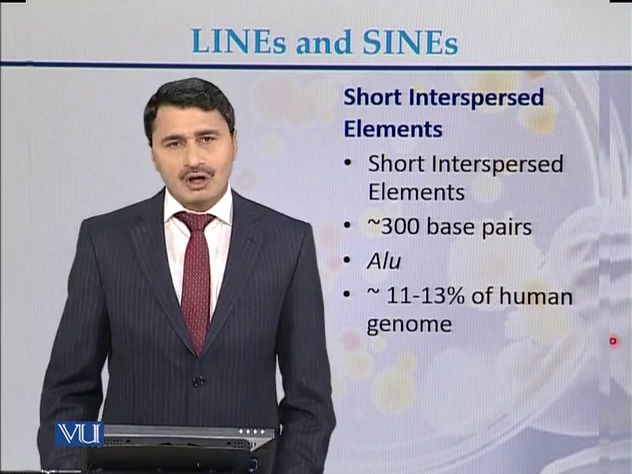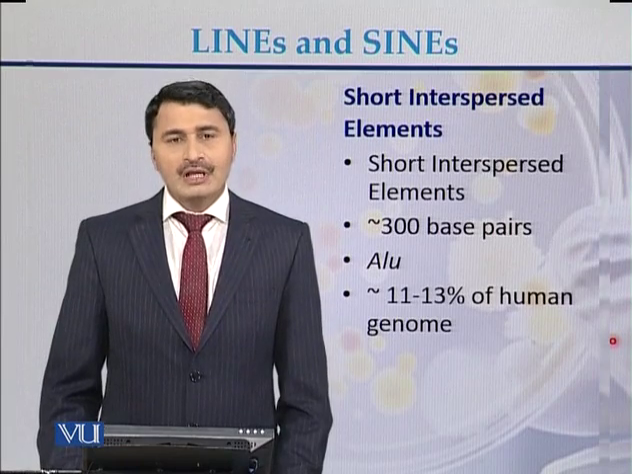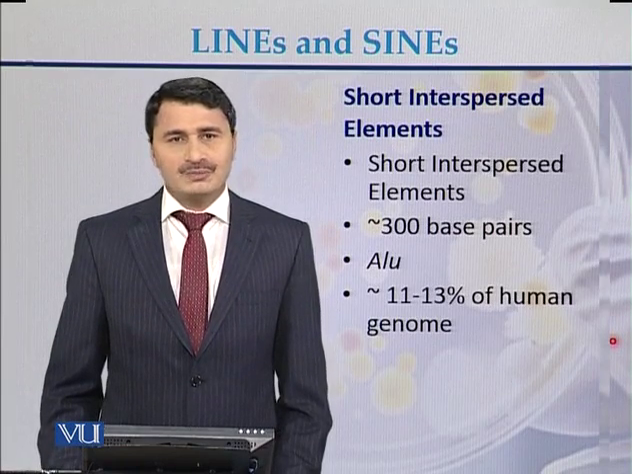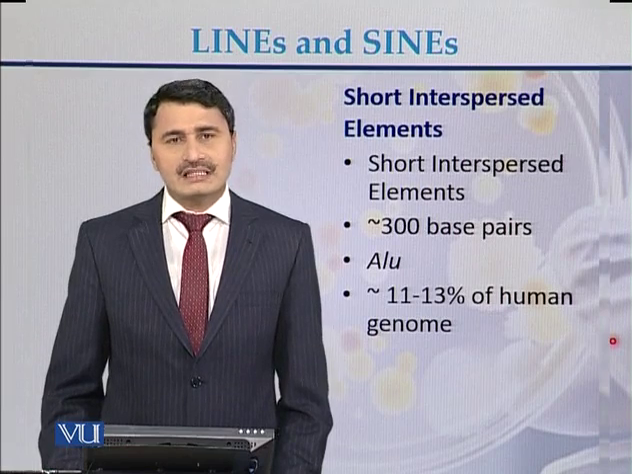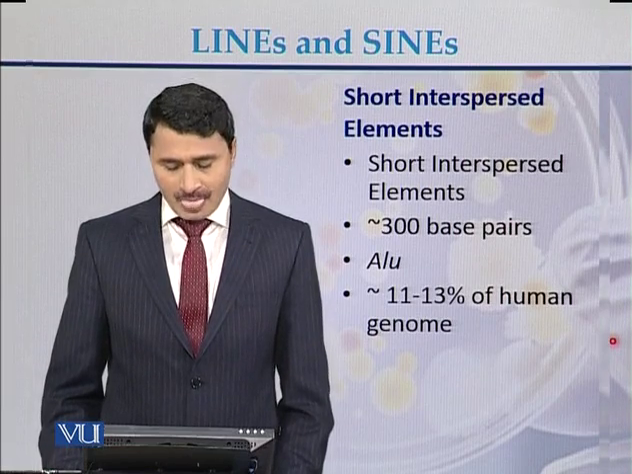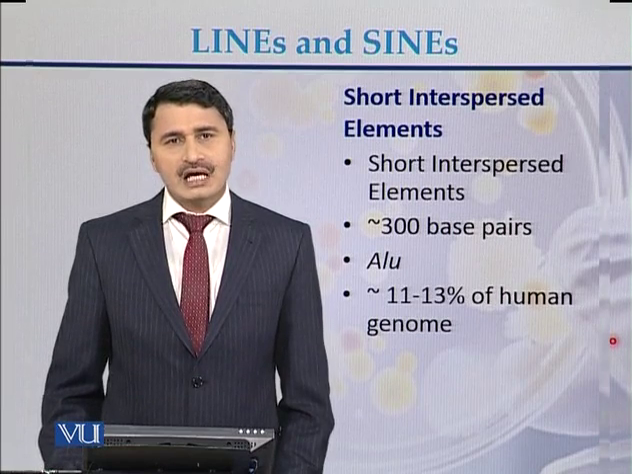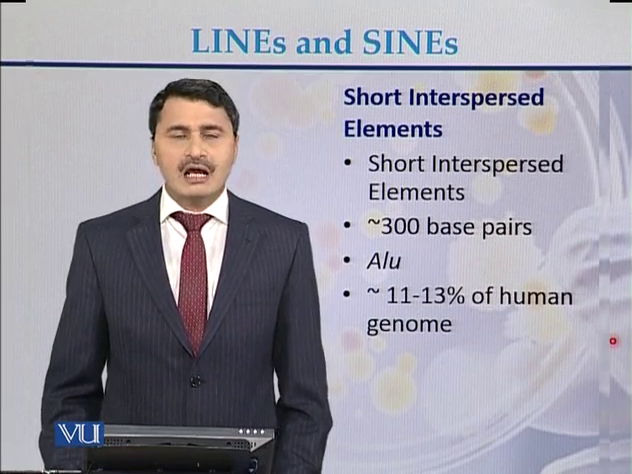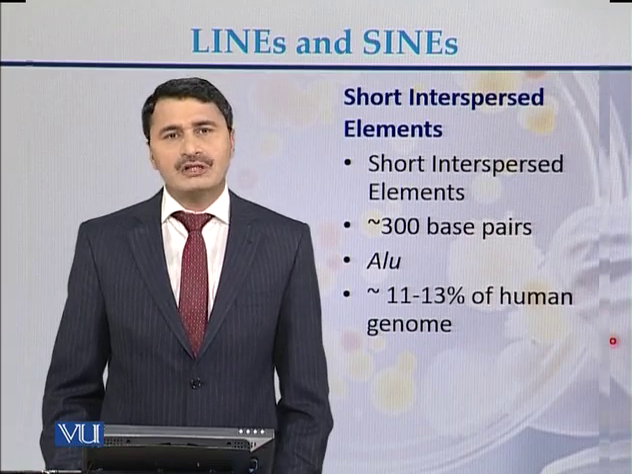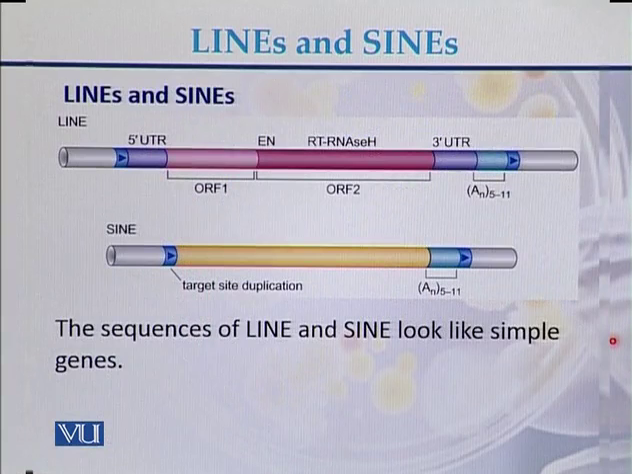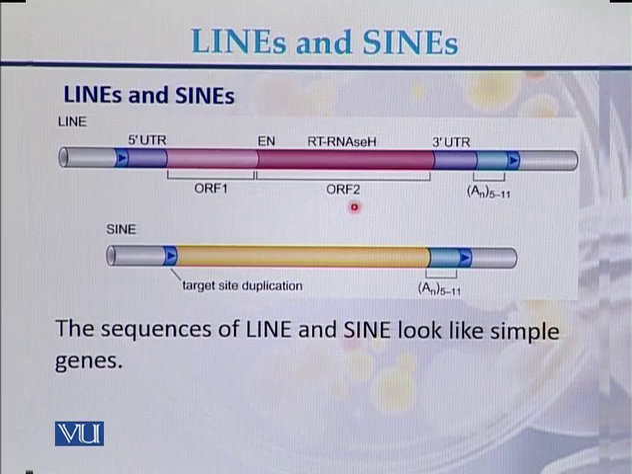On the other hand, what are short interspersed nuclear elements? They are approximately 300 base pairs in size. The most common SINEs are called Alu, and in the human genome they make up approximately 11 to 13 percent. These are the typical diagrams of LINEs and SINEs, showing the difference between them. In LINEs, we can see the 5' UTR region, the 3' UTR region, and in the middle ORF1 and ORF2.